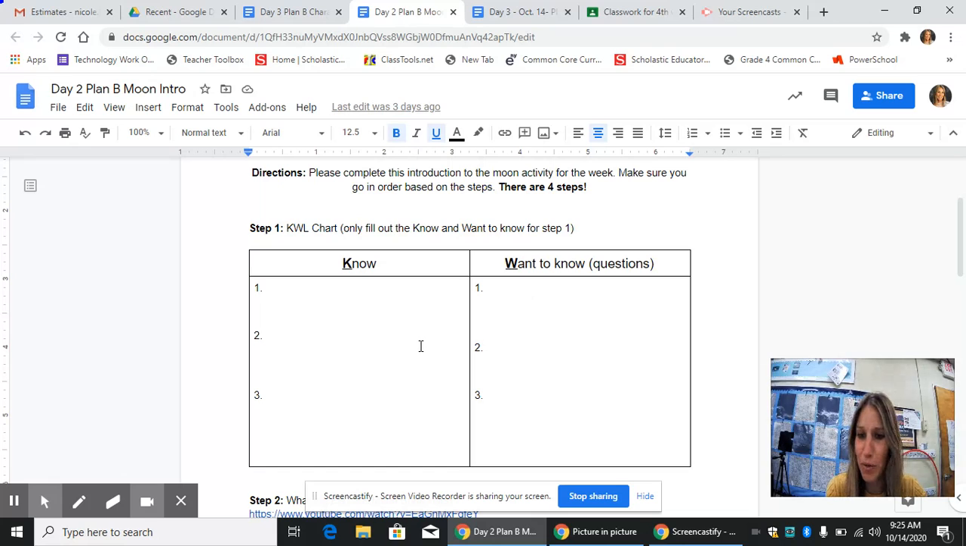So 3 things you already know about the moon. And remember, we read that great Moonshot book at the beginning of the year in our reading, so you can even take some information from that that you already know. Then 3 things that you want to know, 3 questions you have when you want to learn more about this unit, about the moon. That's step number 1.